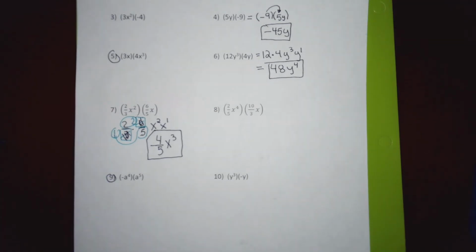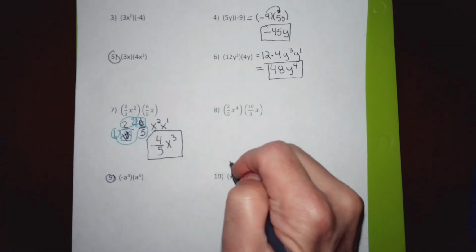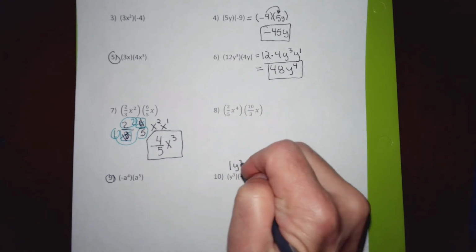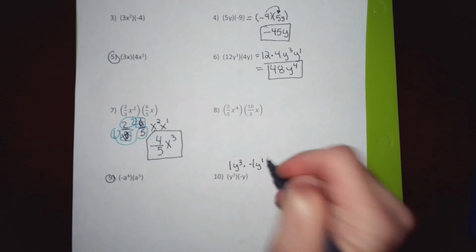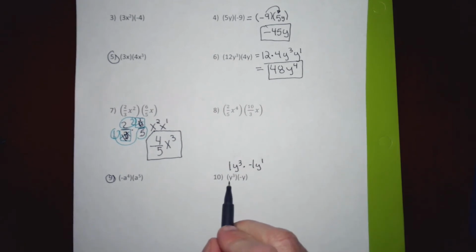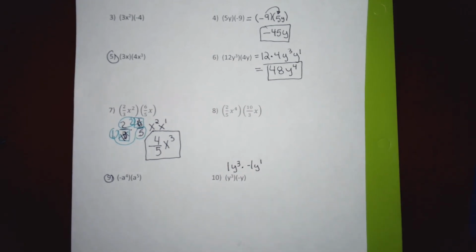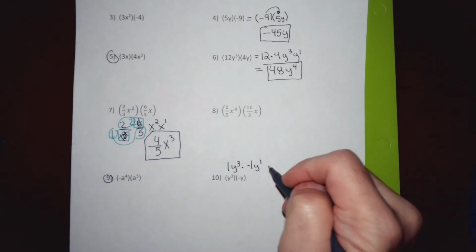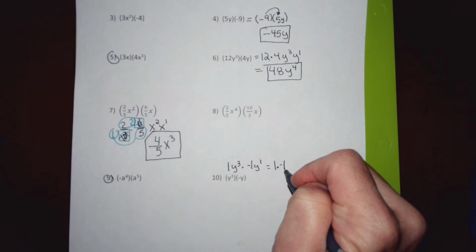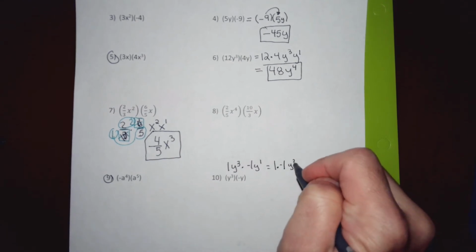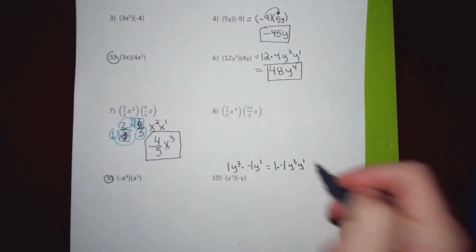Maybe a little bit. At number 10, I'm really multiplying 1y cubed times negative 1y to the first power. The coefficient of the first monomial is 1. The coefficient of the second monomial is negative 1. So I'm multiplying 1 times negative 1, which is the coefficients, and I'm multiplying y cubed and y to the first, which is the variable part.